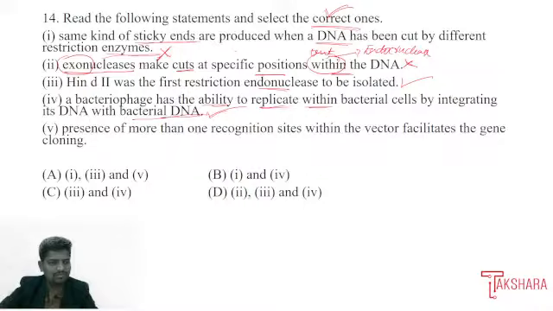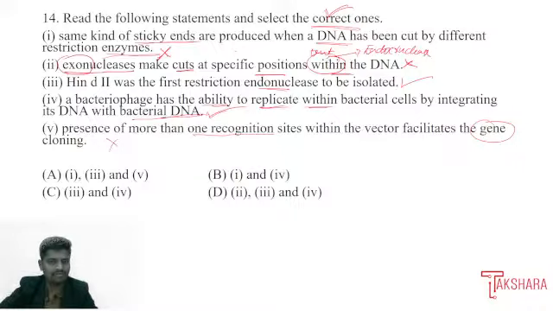The last one: presence of more than one recognition site within a vector facilitates gene cloning. So presence of more than one recognition site, they say, can facilitate gene cloning. But it is not about more than one; even with one site, the vector has to carry the specific DNA fragment, and it should act as a vector, which is a common thing. So the last option is also wrong.